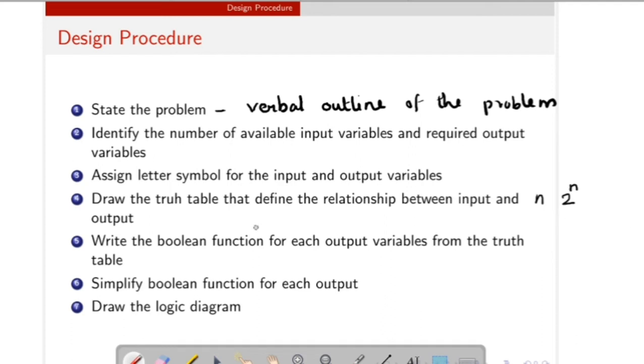Okay. Then the next step is write the Boolean function for each output variable from the truth table. So we have the output variable from the truth table. Then by examining the truth table, we write the SOP or POS expression from the table.